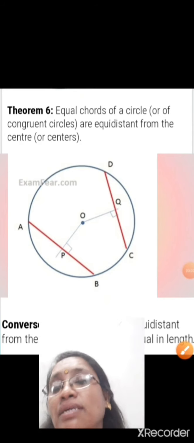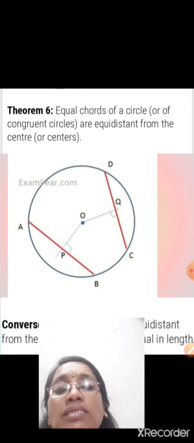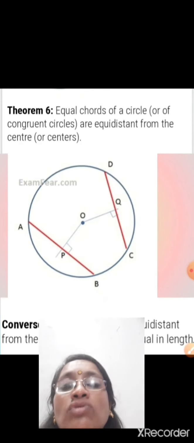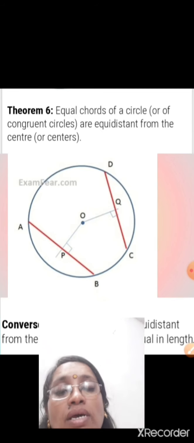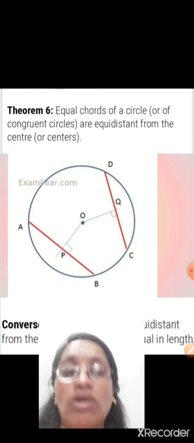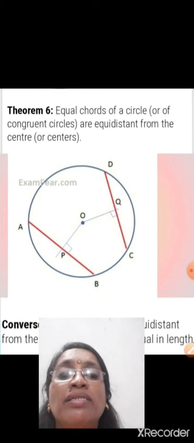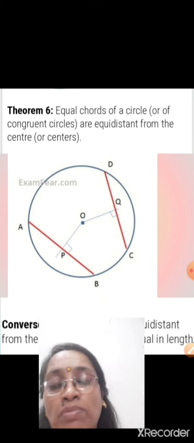The next section is about equal chords. Again in that section, two theorems are there. Equal chords of a circle or of congruent circles are equidistant from the center. This also is a theorem where only the statement is to be studied. These are all important theorems. We need to apply these theorems to solve or prove so many problems.